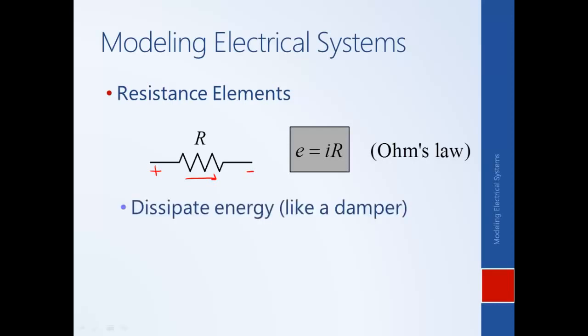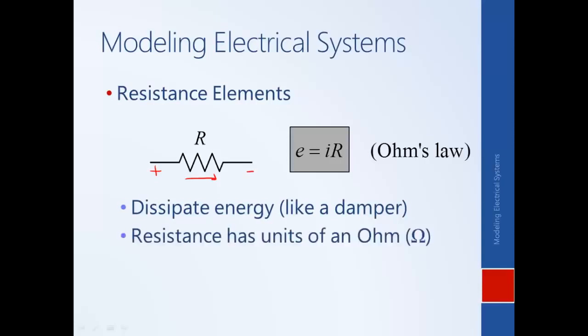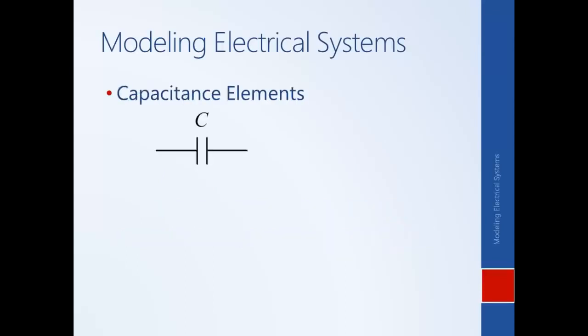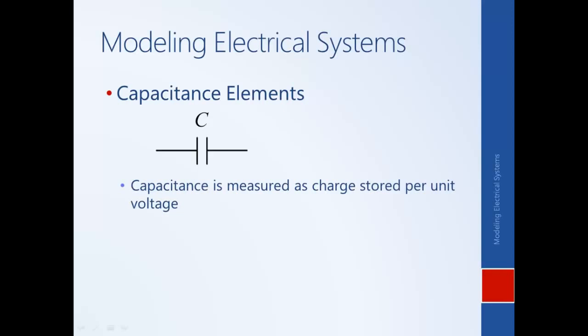Resistors dissipate energy much like a damper does in mechanical systems, and resistance is measured with units of ohms. The next type of element that we will consider is a capacitor or capacitance element, which is slightly more complicated than a resistor. Capacitance is measured as the charge stored per unit voltage, as shown here.